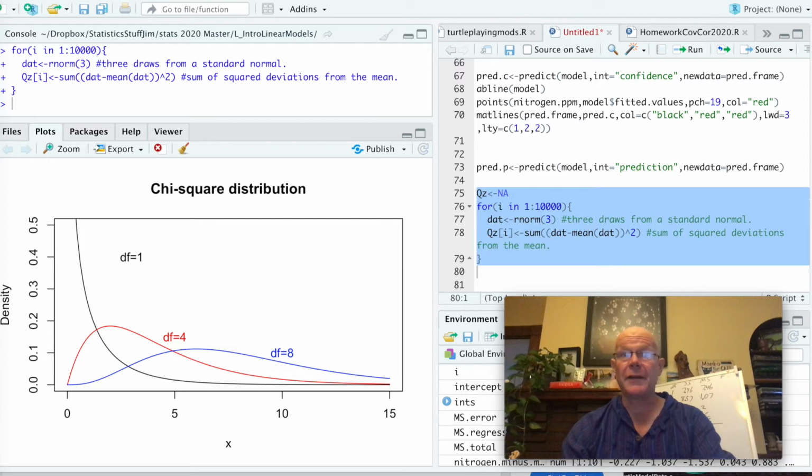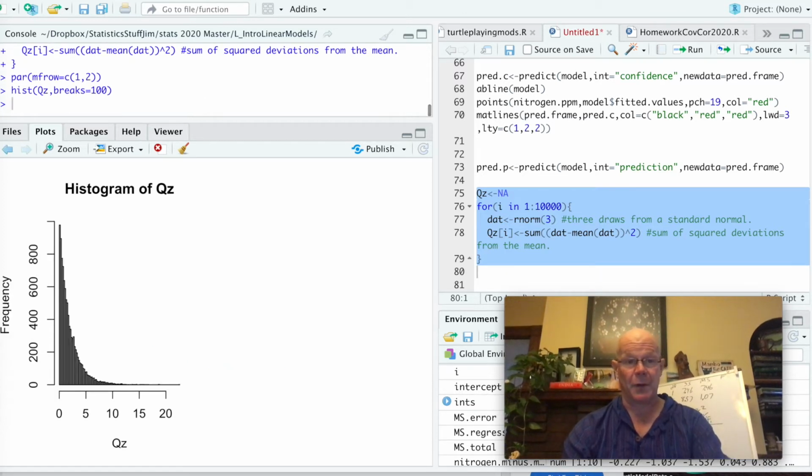And then let's plot using a histogram what those look like. So here they are, okay? And so this again is the culmination of 10,000 draws from a normal distribution. 10,000 times I sampled 3 things and I calculated the sum of squares, the numerator of variance, okay? And this is what that distribution looks like. So now let's compare that against a chi-squared distribution with 2 degrees of freedom, because I took 3 draws.